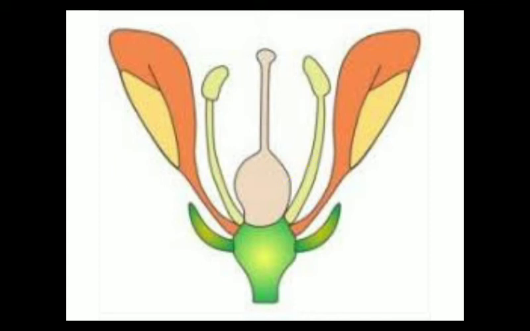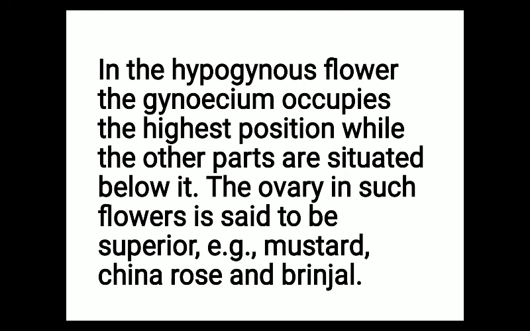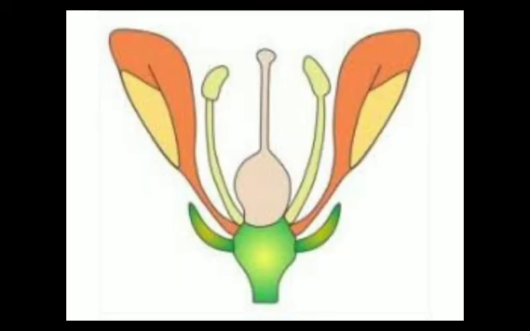So this is also a very important line. Simply, if the question comes, in which type of flower will the ovary be superior? The answer should be hypogynous flower. And examples are mustard, China rose and brinjal; these are the common examples of hypogynous flower.